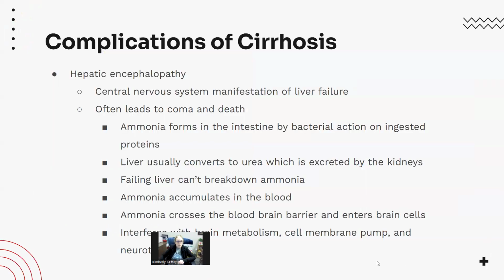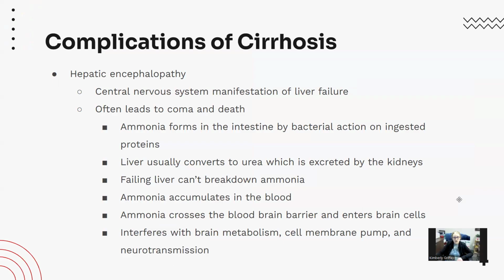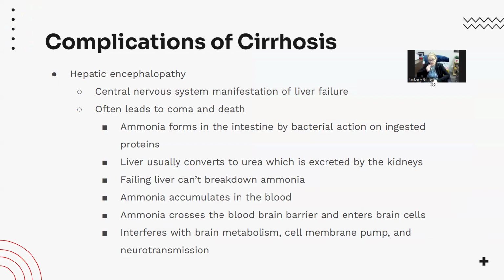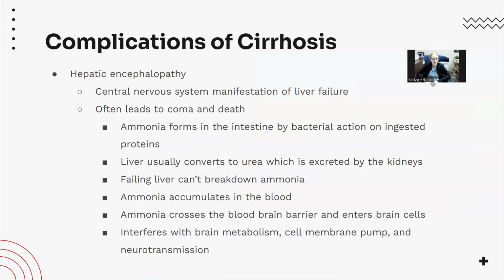So another complication would be hepatic encephalopathy. This is when you have central nervous system manifestation of liver failure. It can lead to coma and death. So what happens is ammonia forms in the intestines by bacterial action on ingested proteins. The liver converts it to urea, which is excreted by the kidneys. The failing liver can't break down the ammonia, so ammonia accumulates in the blood. Ammonia crosses the blood-brain barrier and enters the brain cells. It interferes with brain metabolism, cell membrane pump, and neurotransmission.